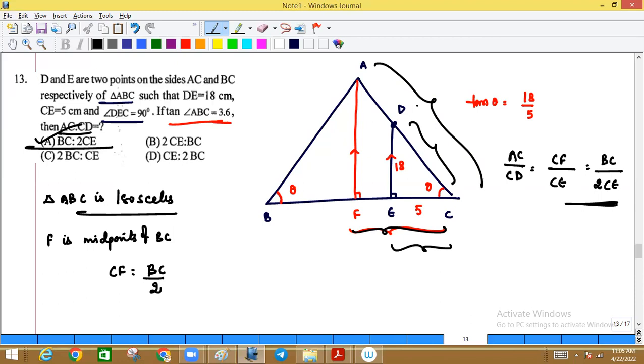You understand? Because F we are taking, it is not given in the question. And FC is nothing but what? Half of BC. Because F is the midpoint, that is the reason CF or FC is equal to half of BC. He's asking you the ratio of the sides. AC by CD corresponds to what? CF by CE. According to what property? Similarity. Sides ratio equal. That's how I'm taking it.